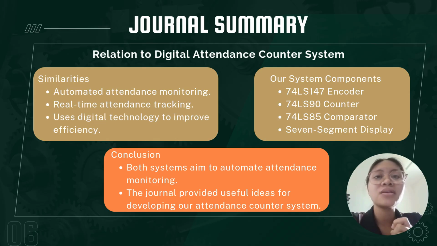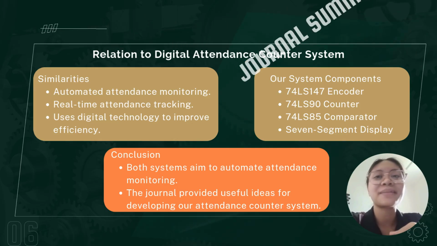For our system components, we are using the 74LS147 encoder, 74LS90 counter, 74LS85 comparator, and a 7-segment display. The conclusion of our journal summary is that both systems aim to automate attendance monitoring. The journal also provides useful ideas for developing our attendance counter system. So that's all from me. Let's move on to the next part.